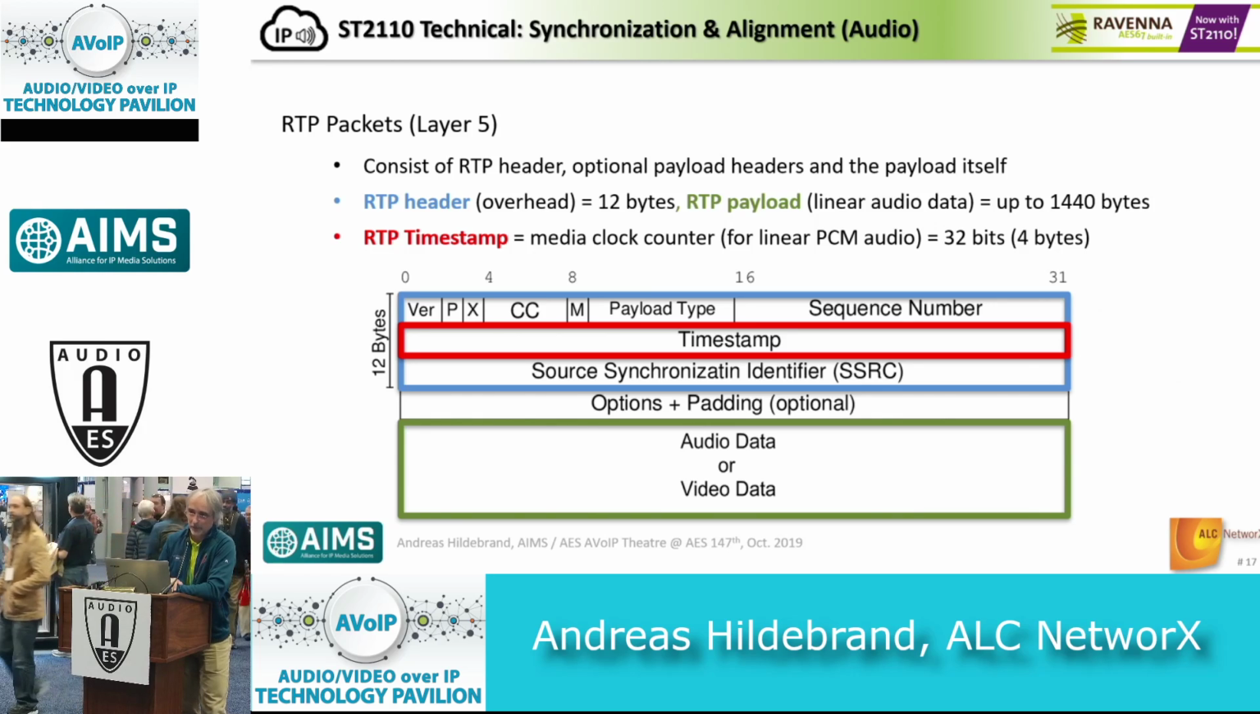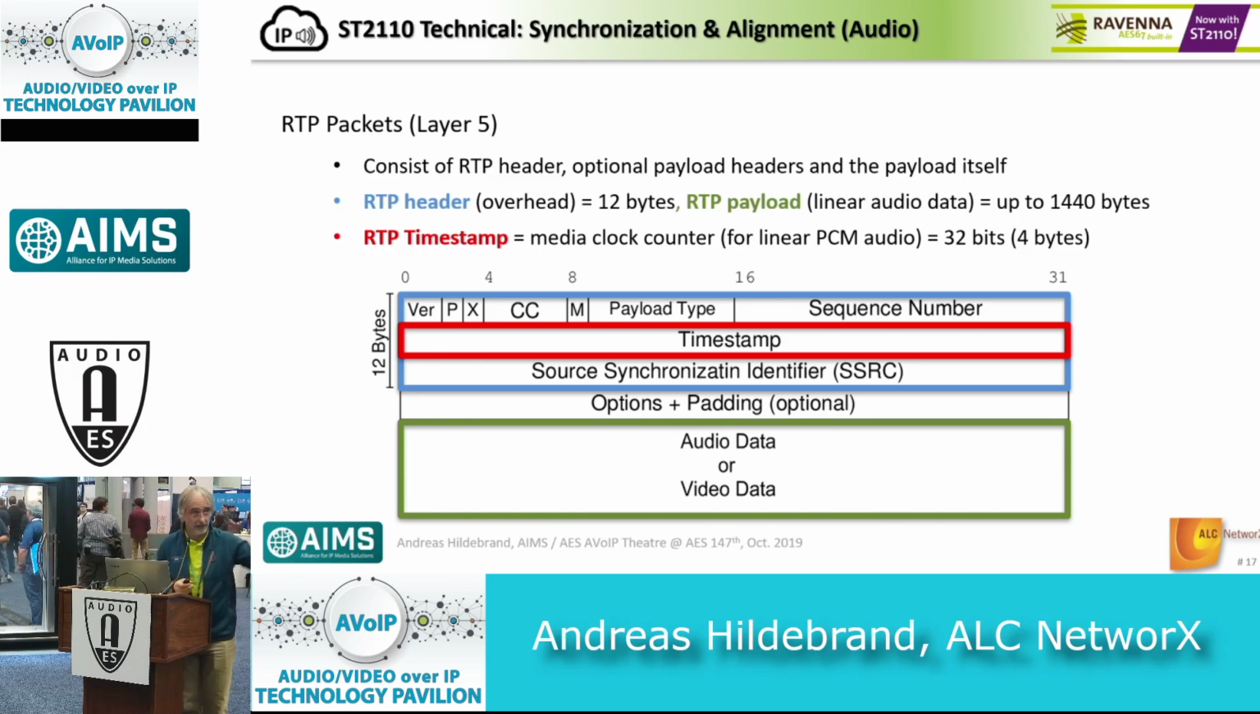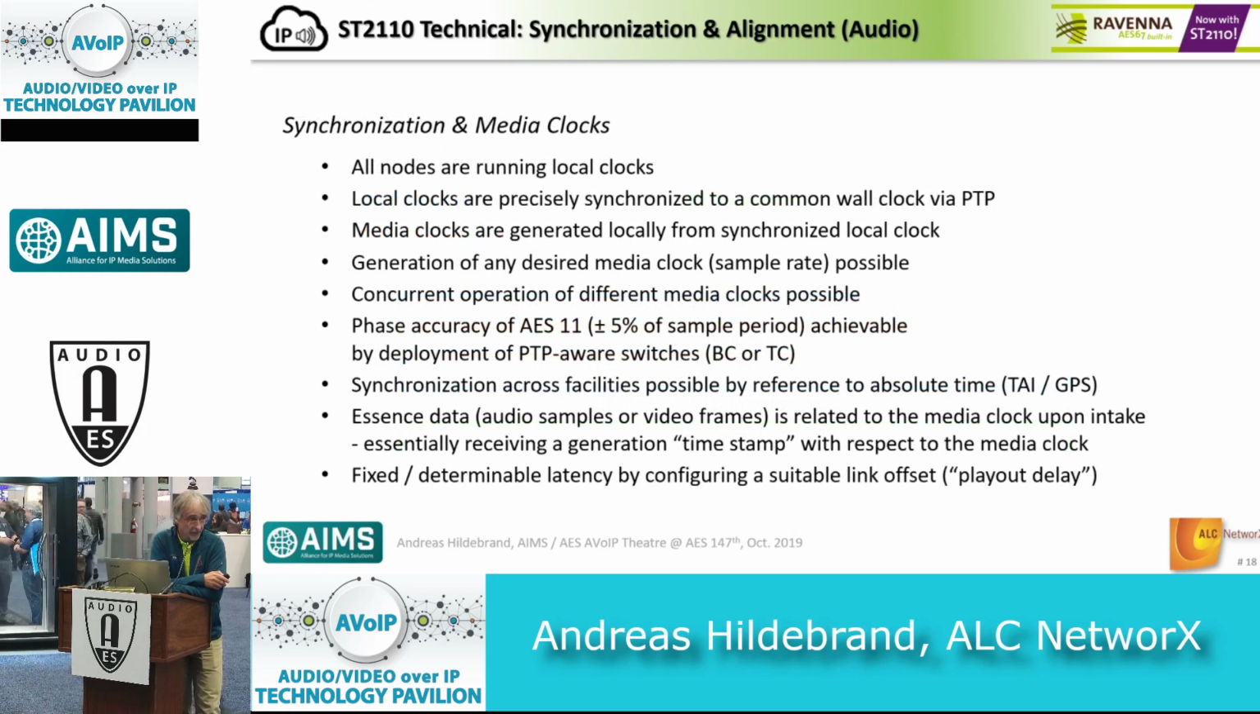So, by doing a simple modulo 32 calculation, we can exactly determine when that sample, the first sample in the payload package, that's what's indicated in the timestamp, has been instantiated. So the receiver is perfectly clear on when a particular sample, upon its reception, has been generated by that sender by looking at the timestamp field, even if it's just a 32-bit clock counter field. So that's the secret behind the whole timing of 2110 and the synchronization.